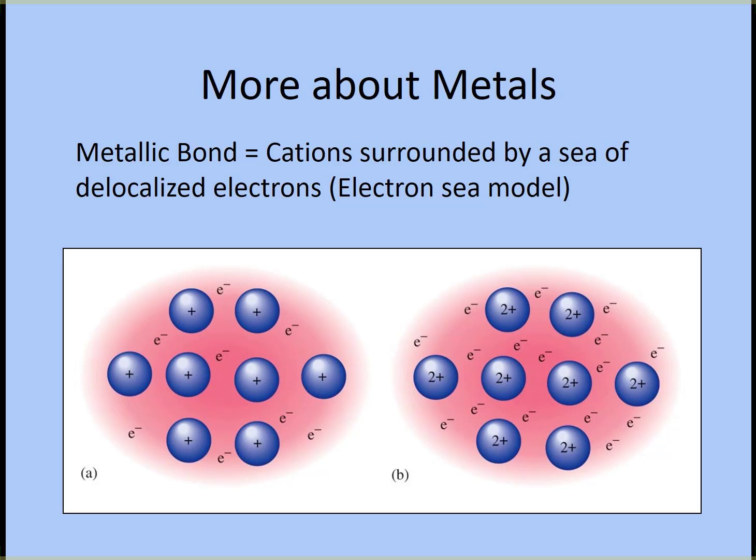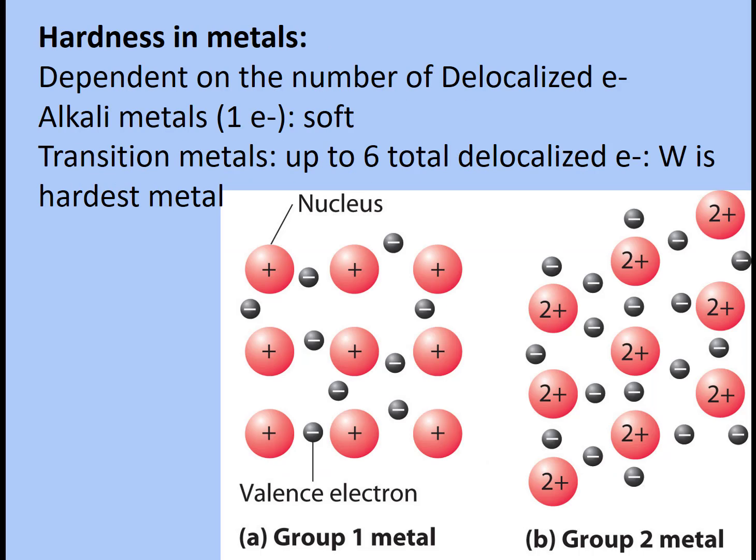Let's learn more about metals. So a metallic bond, this is cation surrounded by a sea of delocalized electrons, and it's called the electron sea model. And there's two types of metals down here. We have one metal that just has one delocalized electron, and then we have another metal that has two delocalized electrons. Hardness in metals is based on the number of delocalized electrons.